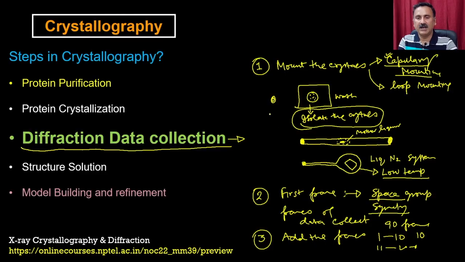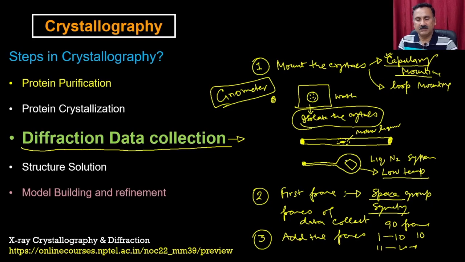I am not showing you the X-ray machine, but all this mounting has to be done on a goniometer. The goniometer is placed perpendicular to the X-ray, and that is how the X-ray illuminates the crystals. Once you collect the first frame, you are going to get the diffraction data.